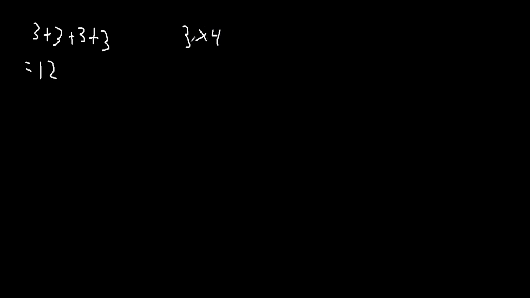So that would give us 3, being the number that we're adding together, times 4, the number of 3's that we're using to get our sum. So our product would be 12, which is the same as our sum. But what if we had repeated multiplication? So here we had repeated addition and that turned into multiplication. But what if we had repeated multiplication?